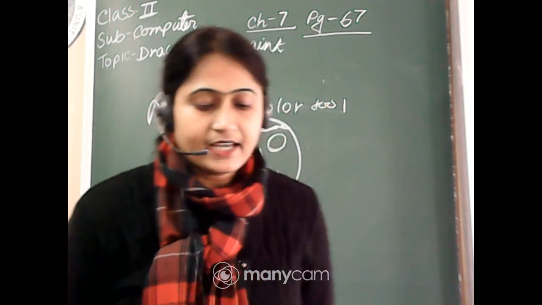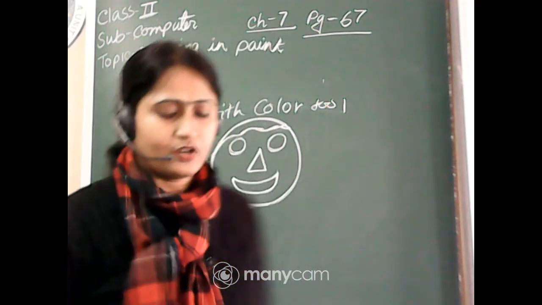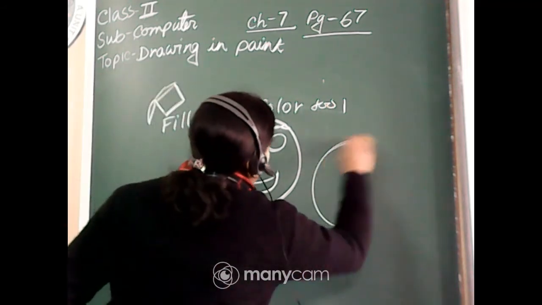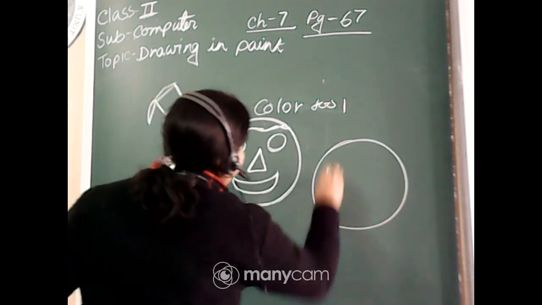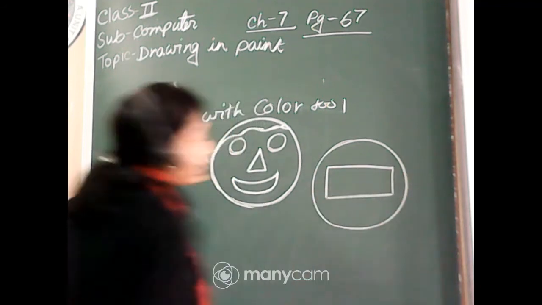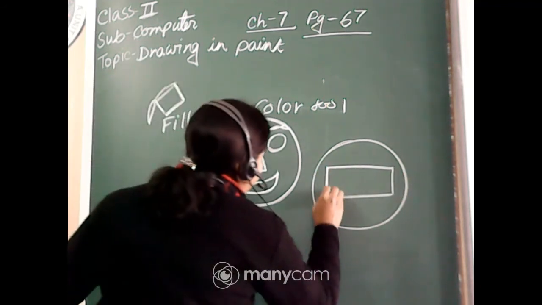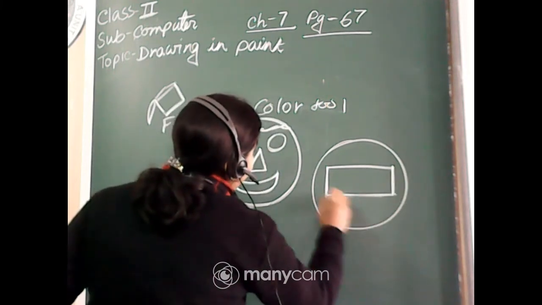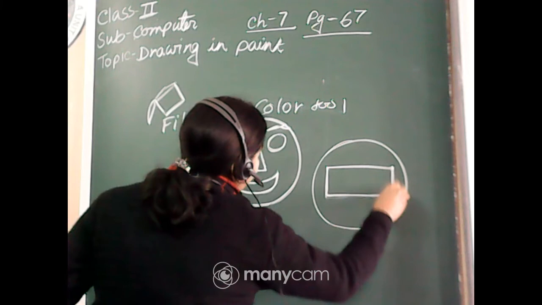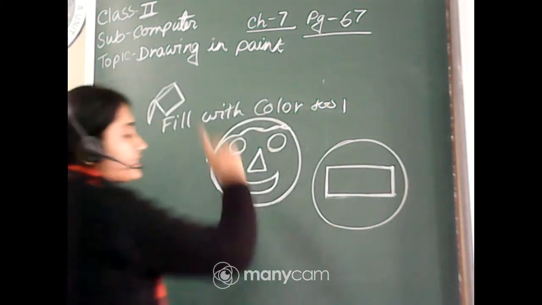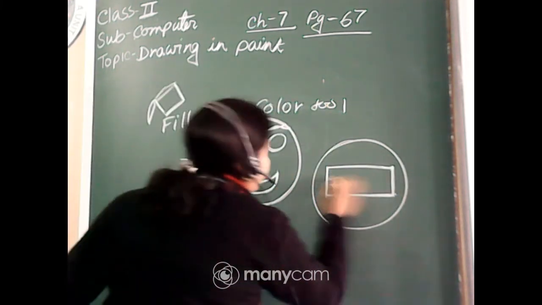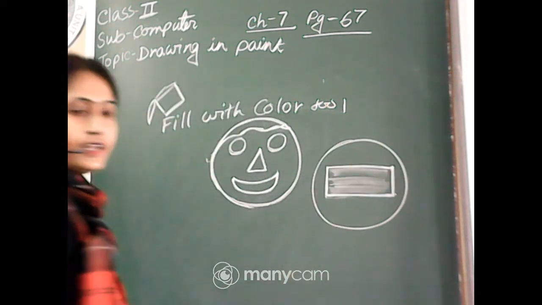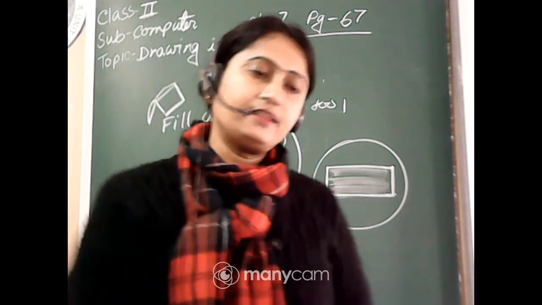Draw a rectangle inside a circle. Okay, I have not drawn. If you want to draw a circle, you can draw a circle and inside draw a rectangle. And if you want to color, the rectangle will be red. You choose the red color and the fill with color tool, and that will be red. And if you want to make the circle green, then choose the green color and click it.